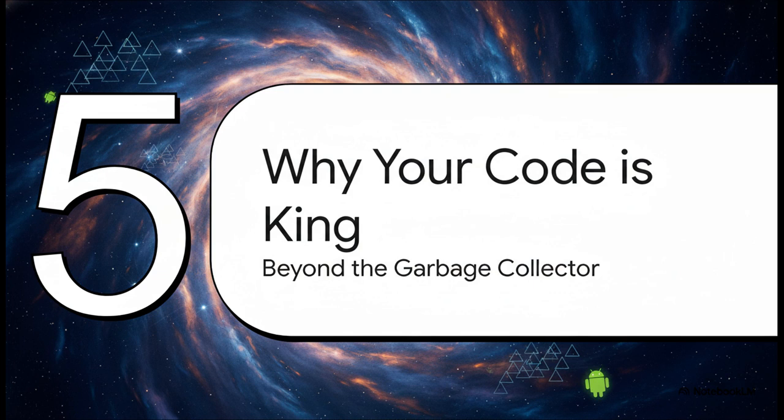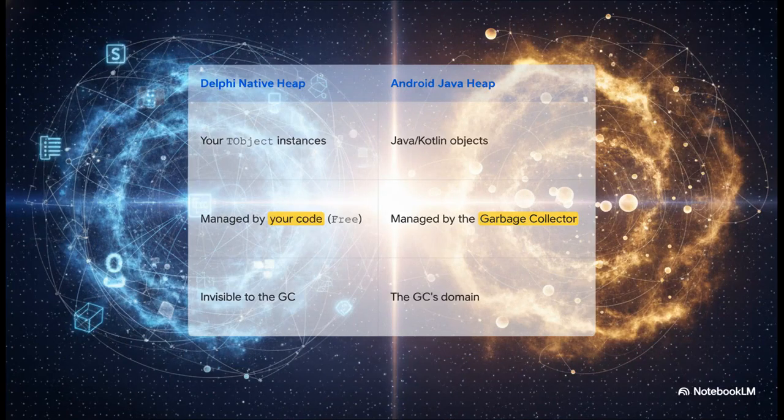But this brings up a whole new question, one I hear a lot from Android developers. If we're on Android, why can't we just kick back and let the system's garbage collector clean up our mess for us? This right here is one of the most critical things to understand. When your Delphi app runs on Android, it's a native app. All your objects, your TStringList, your forms, your TBitmaps, they all live in what's called the native heap. Think of this as a totally separate country from the Java heap, which is where objects created in Java or Kotlin live. The Android garbage collector only has a passport for the Java heap.